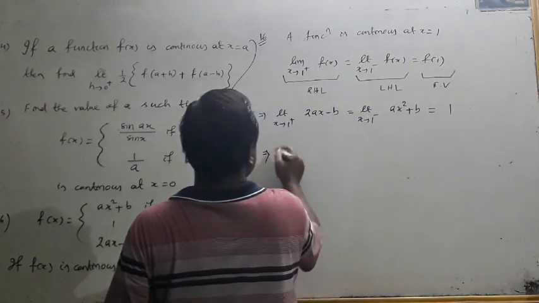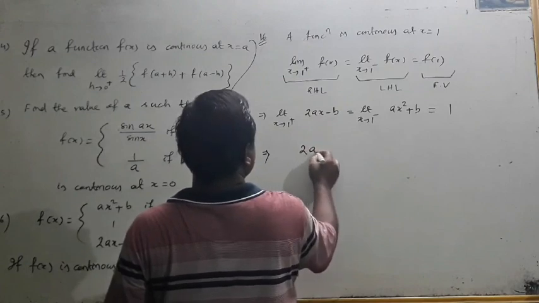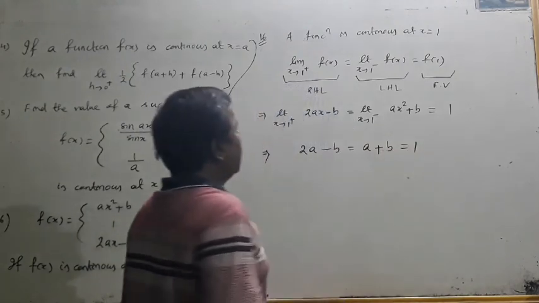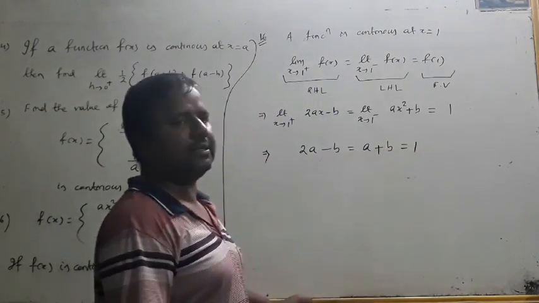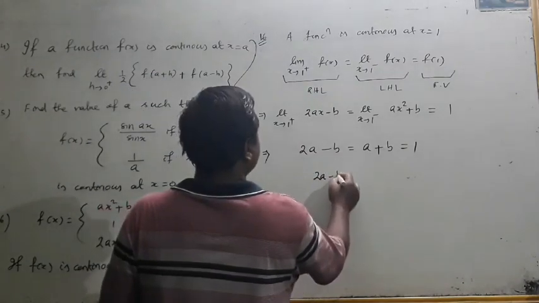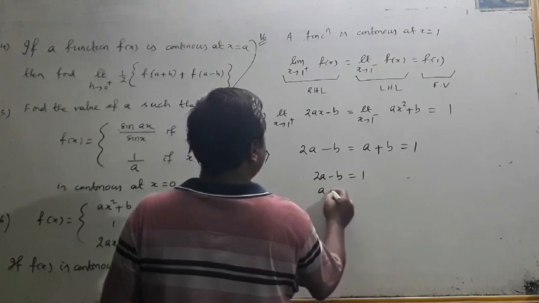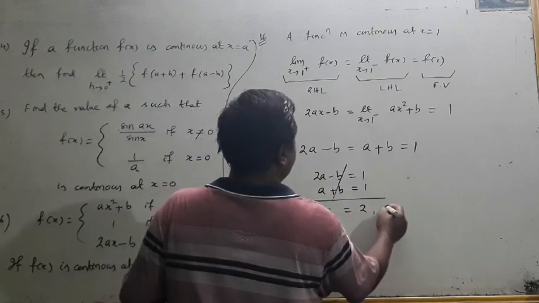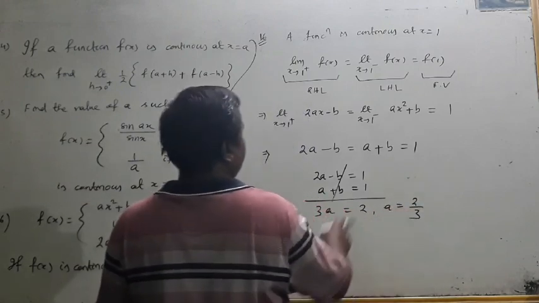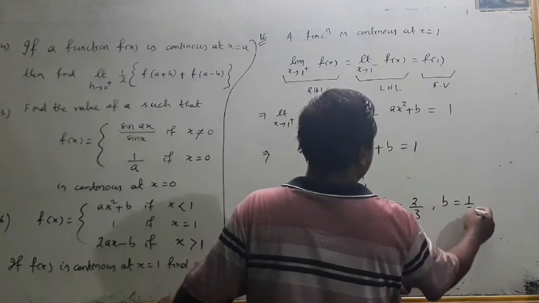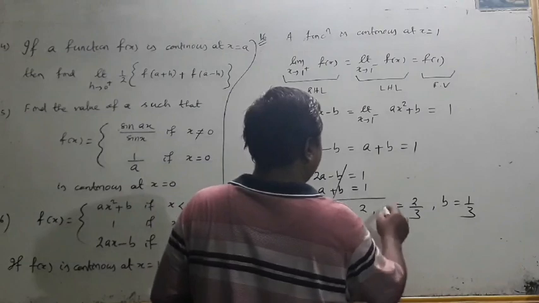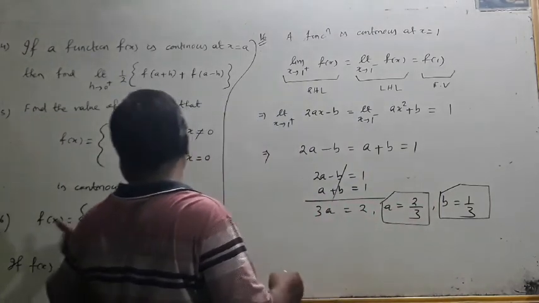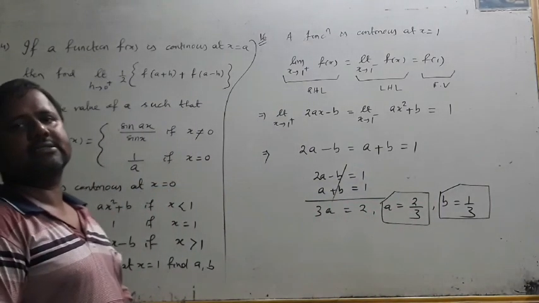This implies, now put x is equal to 1 here. It is 2a minus b. Put x is equal to 1 here. It is a plus b. Now 2a minus b is equal to 1, and a plus b is equal to 1. Now add: 3a is equal to 2, so a is equal to 2 by 3. And if you put it here, you will get b is equal to 1 by 3. So, for a is equal to 2 by 3 and b is equal to 1 by 3, the function f(x) is continuous at x is equal to 1.